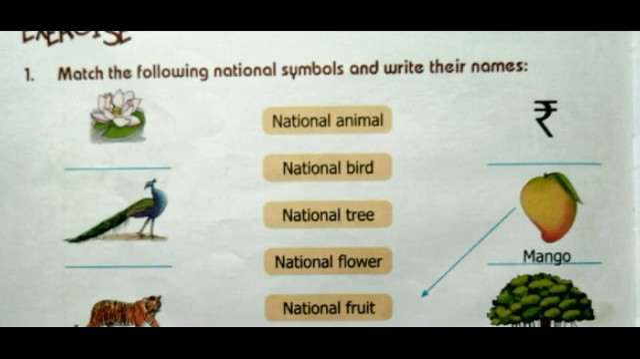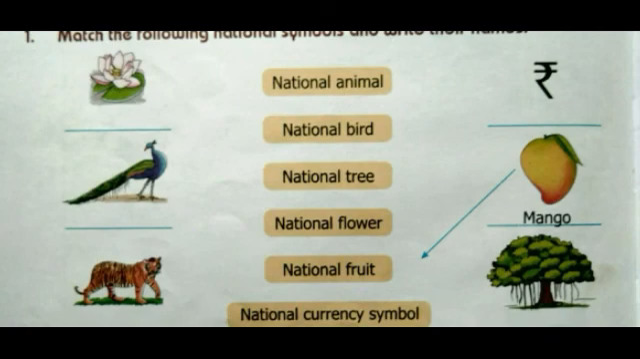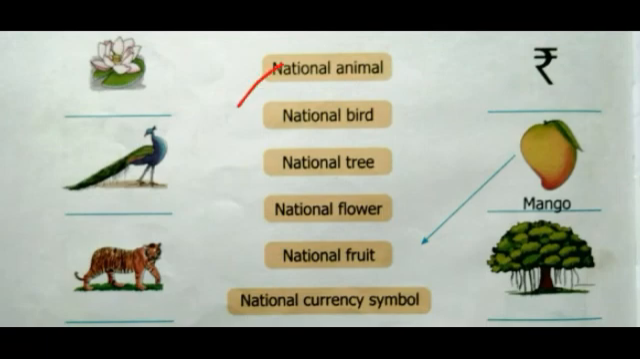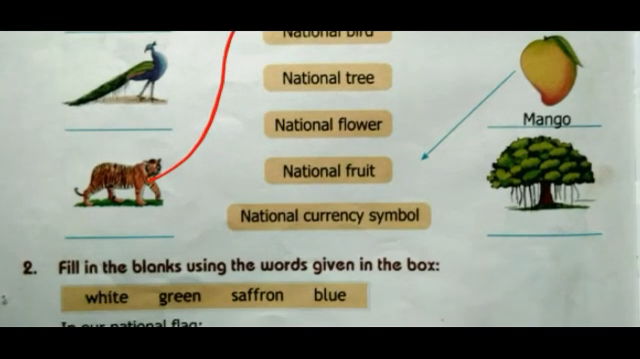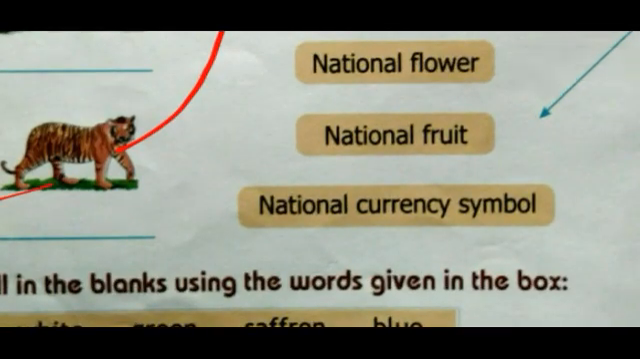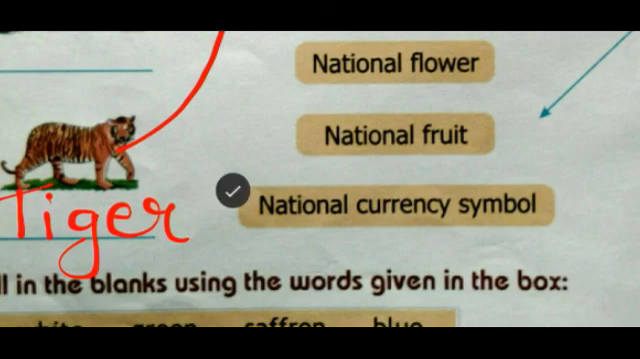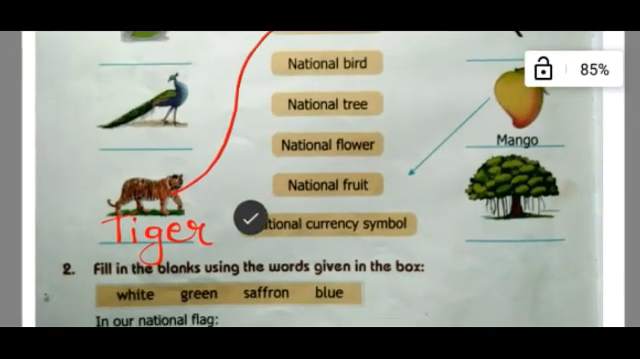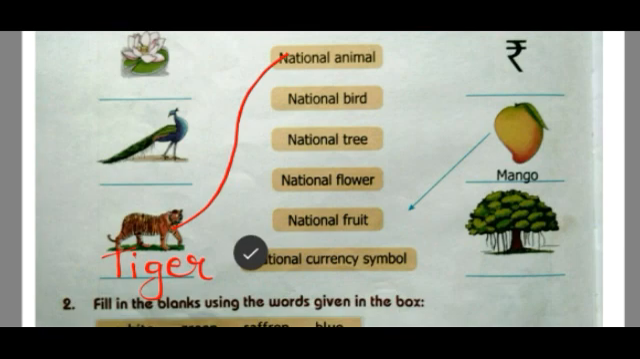So, let's begin it. Begin with the first one. First one is national animal. So, our national animal is tiger. So, we will match it with tiger here. And now, we need to write the spelling of tiger here. Okay? T-I-G-E-R. Tiger. So, in this way, first we have to match the national symbol and then we have to write the spelling also. Okay.